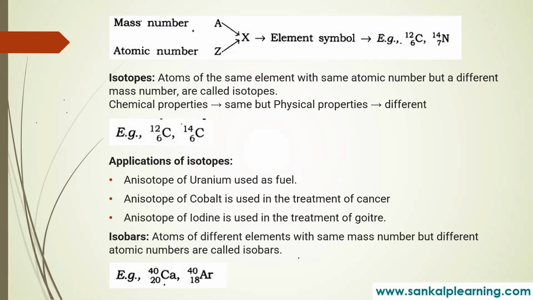You can see the examples. Calcium and argon, they have taken it as an example. Calcium is a different element and argon is a different element, but they are having the same mass number here. Can you see it? Right?